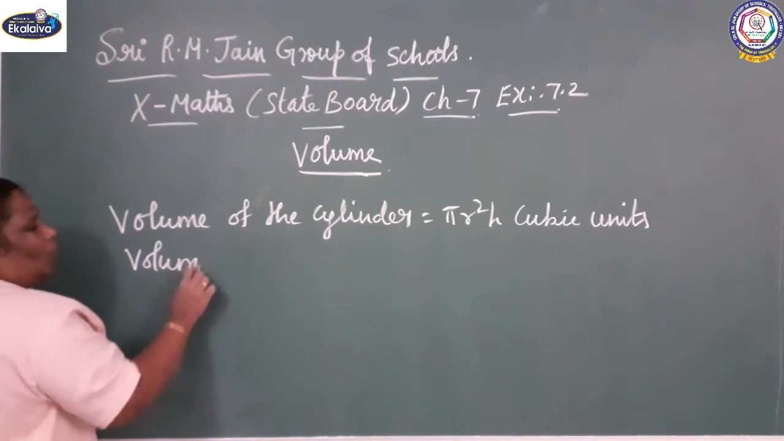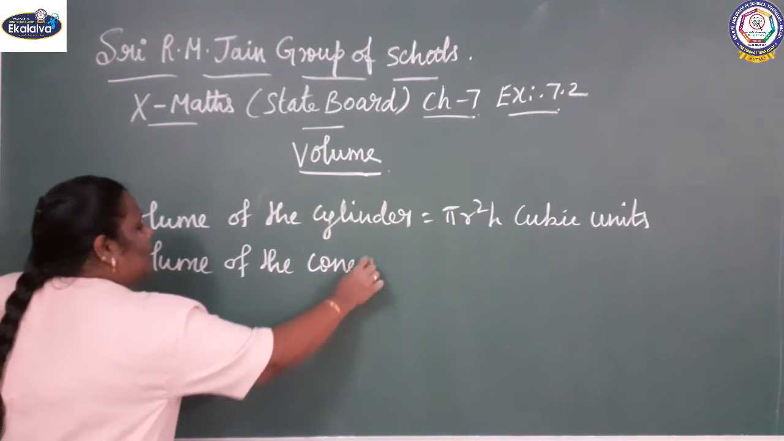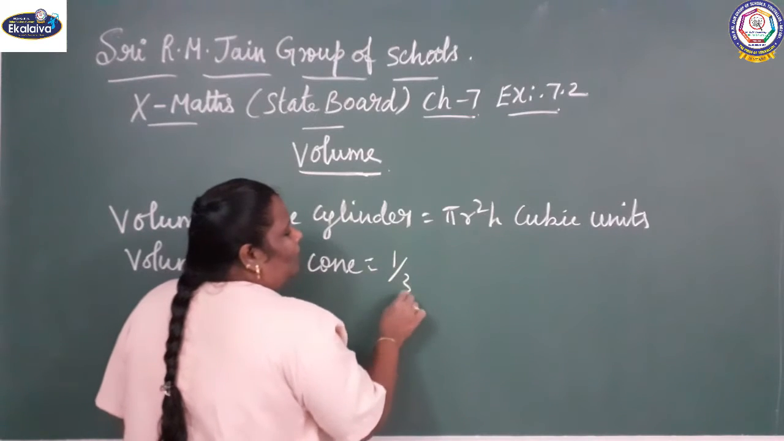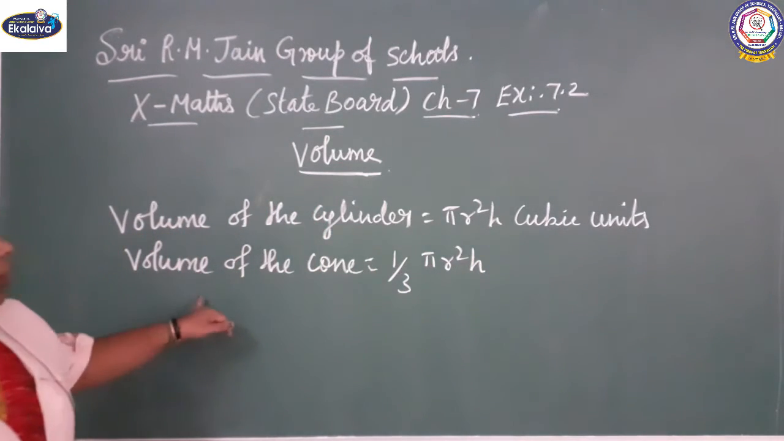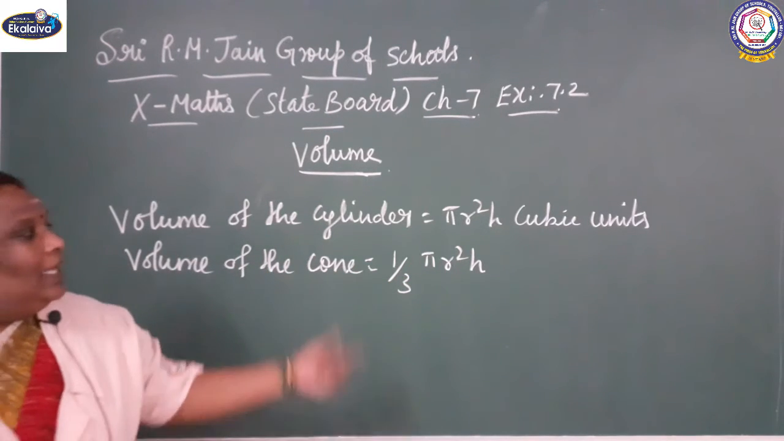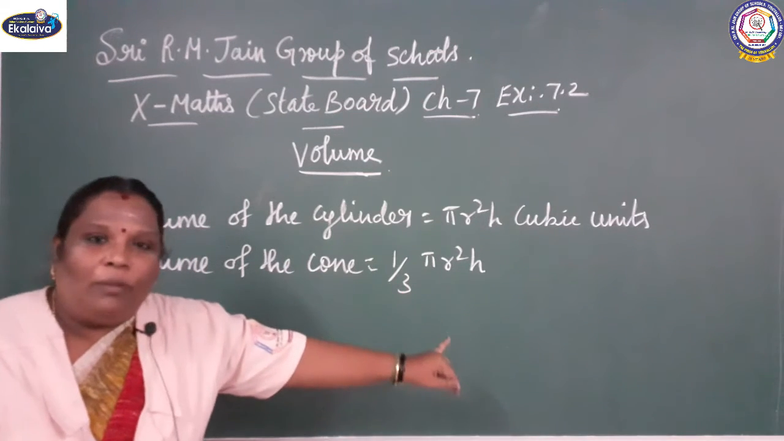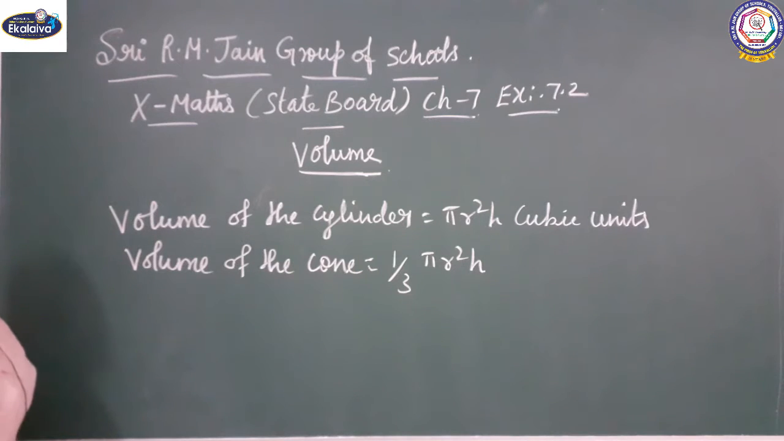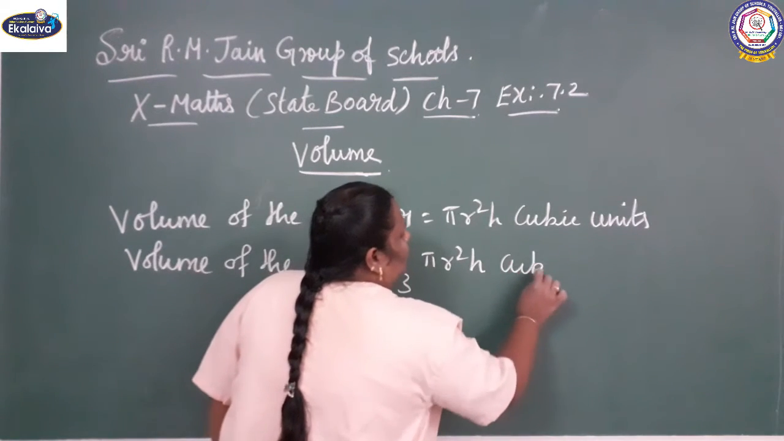Volume of the cone equal to 1 by 3 pi r square h. It is nothing but what? Volume of the cone equal to 1 by 3 volume of the cylinder. See, volume of the cylinder formula is pi r square h. So 1 by 3 volume of the cylinder, or volume of the cylinder equal to 3 times volume of the cone. Cubic units.